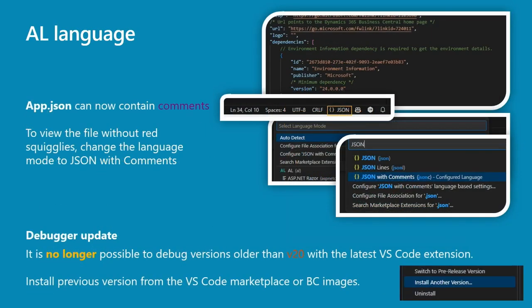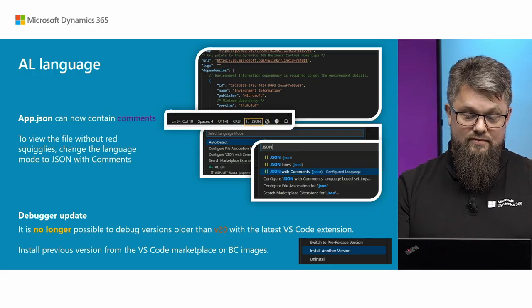We recognized a need for the app.json to contain comments, so now you can change the language mode on your app.json file to JSON with comments and add your own notes.